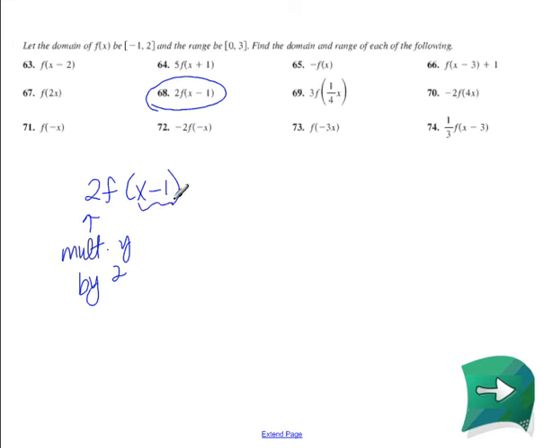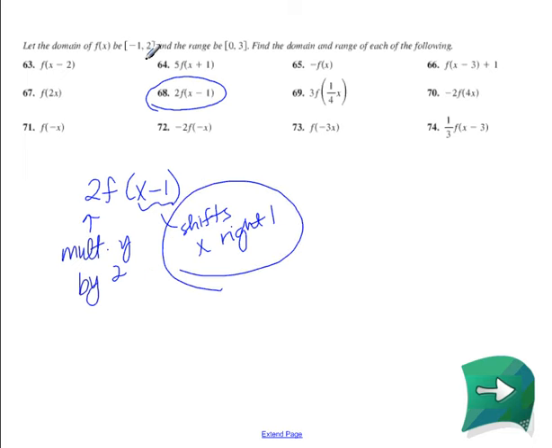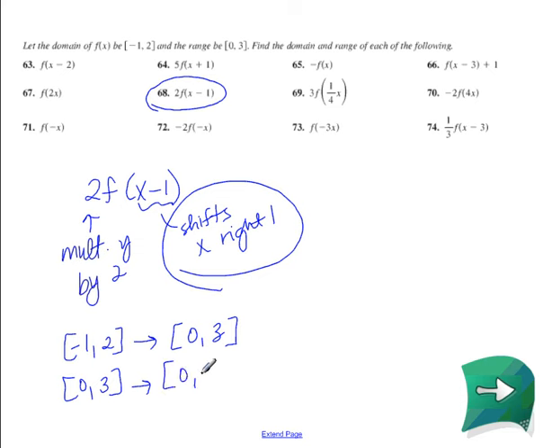What about the inside change? It shifts the x right by 1. So we've got to perform those changes to the domain and range. Shifting right by 1 affects the domain. So from -1 to 2, if we shift those values right by 1, that's going to be from 0 to 3. What about the range? From 0 to 3, but now we're multiplying by 2, so that would be from 0 to 6. So this is our new domain and range of the transformation.